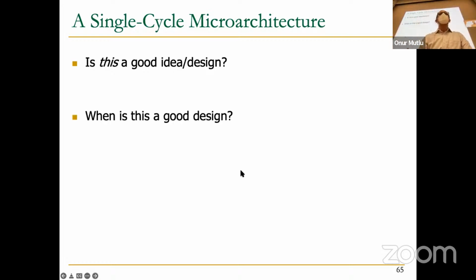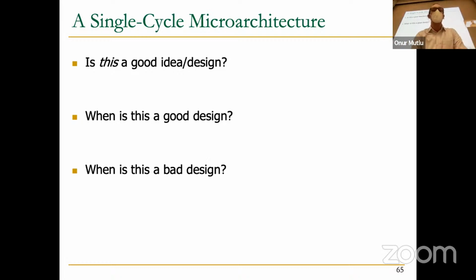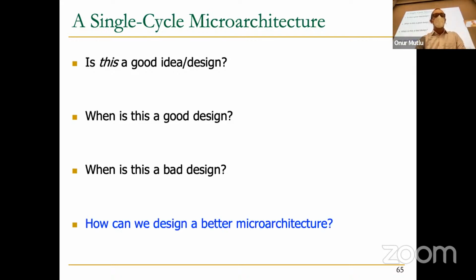When could this be a good design? Maybe that's another question to ask. Could this be a good design under some conditions? It could be, actually. If all instructions take the same amount of time, this could be a good design, because you're forcing all instructions to go in a clock cycle, and your clock cycle now becomes long. But if all instructions were magically taking the same amount of time, maybe this would be okay. When it's a bad design? Well, if instructions take different amounts of time, this is actually a bad design. Then the question becomes, how can we design a better microarchitecture?